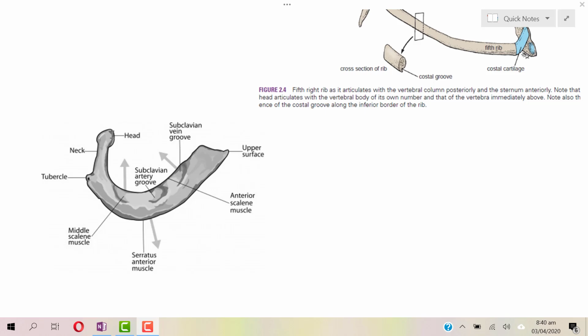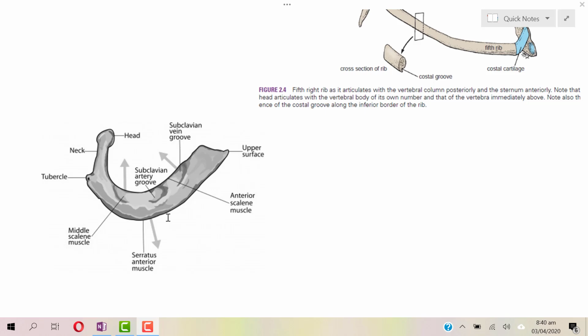The posterior end has the head, the constricted part, neck, and the tubercle. Now there is no costal groove. This is the differentiating point or distinguishing feature for the first rib, that there is no costal groove on the inner part. Because there is no inner surface, there is an inner border, but there is no costal groove.